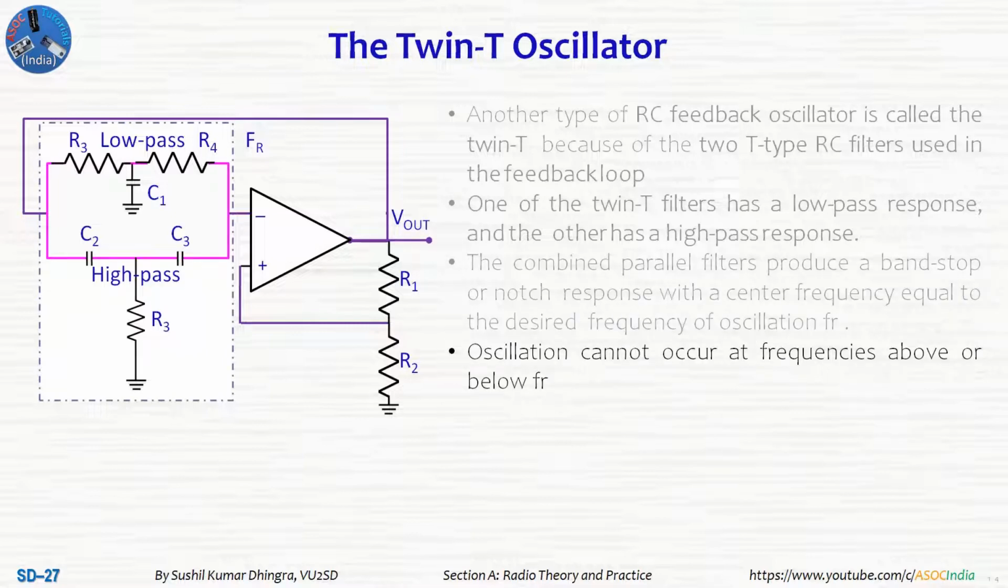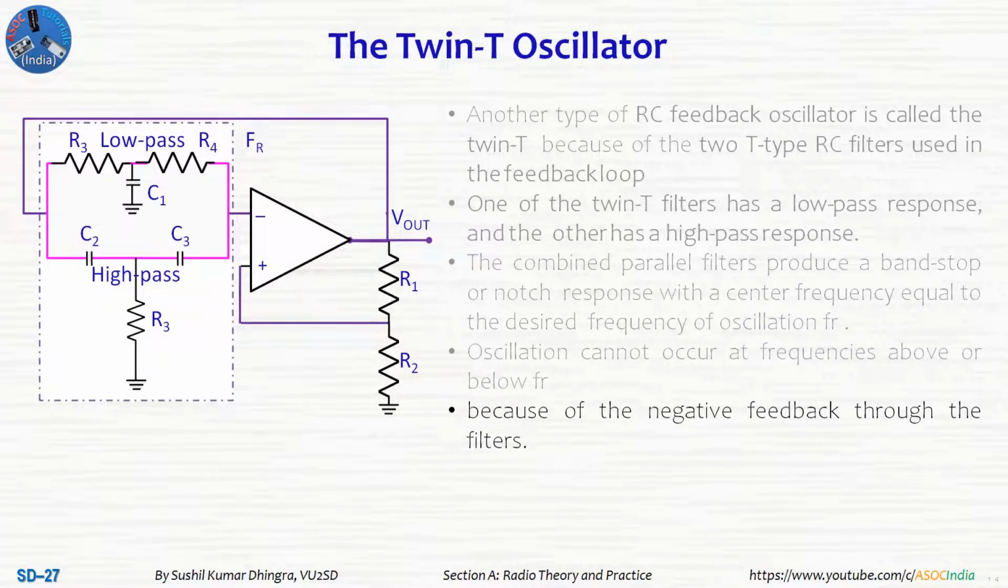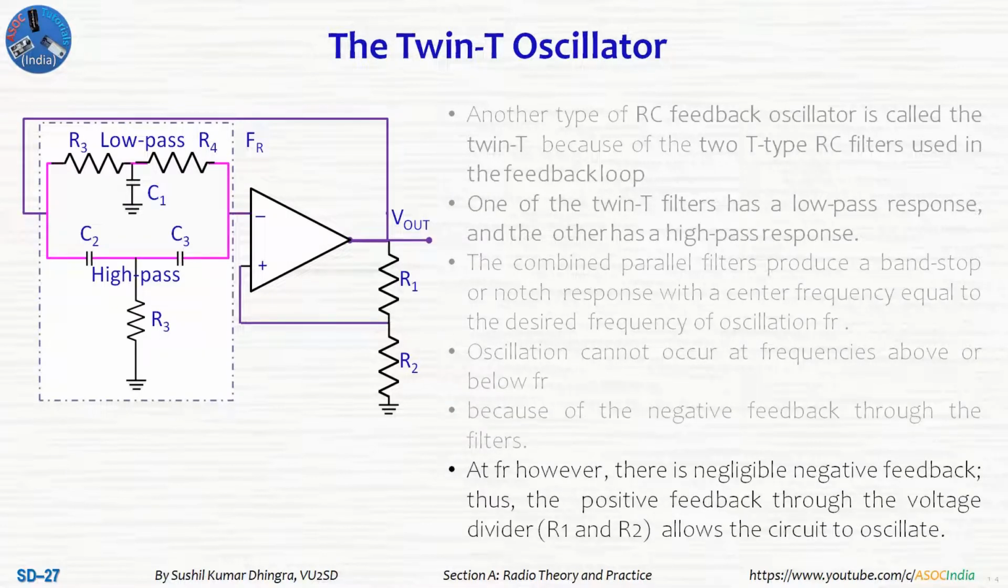Oscillation cannot occur at frequencies above or below FR, so this filter will generate the FR frequency. Because of the negative feedback through the filters, at FR there is negligible negative feedback. So feedback is very low because this is a filter circuit. Thus the positive feedback through the voltage divider R1 and R2 allows the circuit to oscillate. If you see the other side, R1 and R2 make the amplifier circuit oscillate, but the frequency is being generated by the low pass and high pass twin T filters.